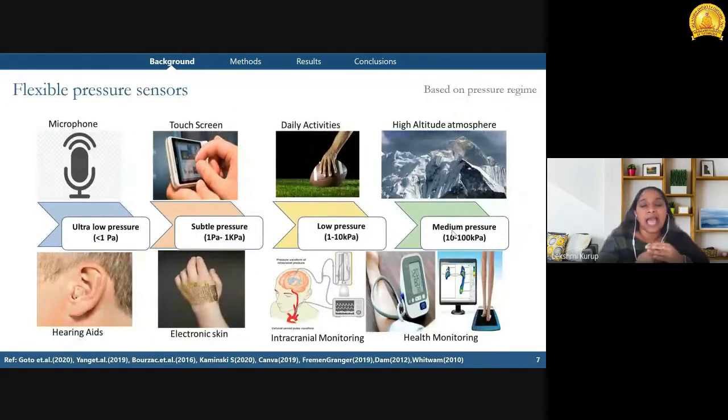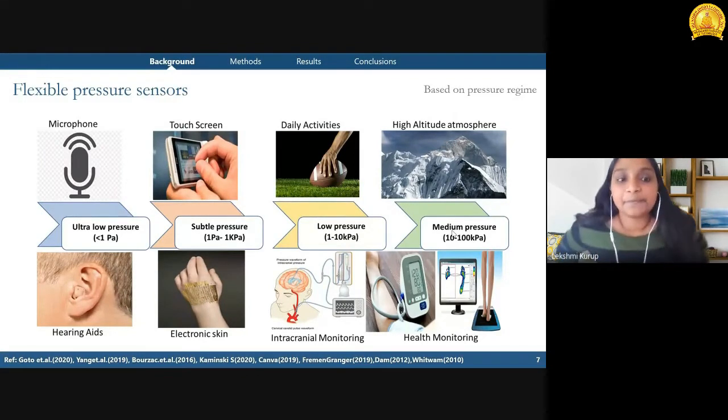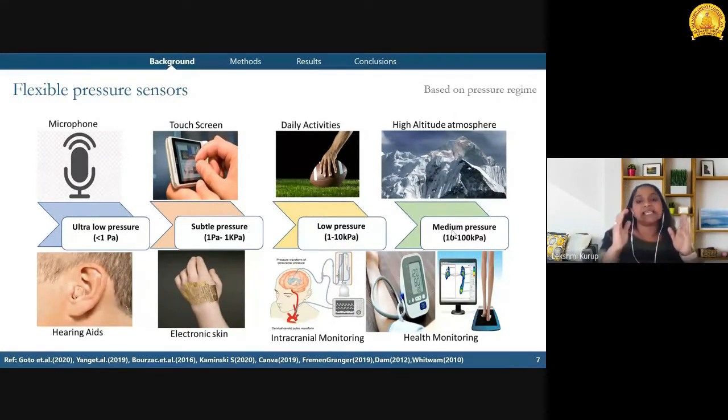So I'll just give a brief idea about the flexible pressure sensors which are available in the literature. So flexible pressure sensors based on the pressure region of operations can be classified into four types, that is ultra low pressure region, subtle pressure region, low pressure region, and medium pressure region. So ultra low pressure region lies in the region of less than 1 pascal. So less than 1 pascal is very negligible pressure.